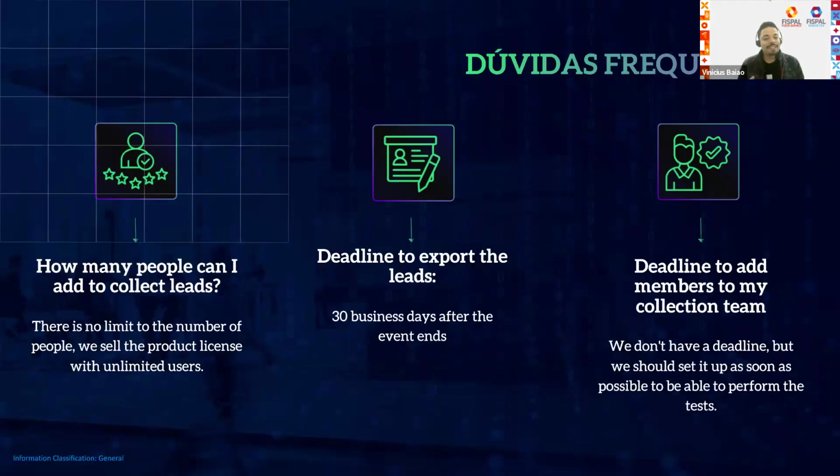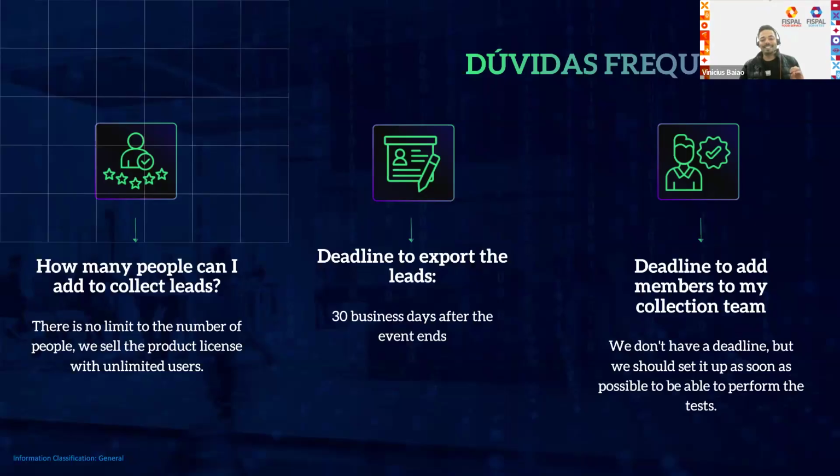But I always tell everyone that you should download it as fast as possible, because you don't want to give space for the lead to cool down. You have to download the leads right after the event ends, while the memory of the event is still fresh in the mind of that lead. Is there a deadline to add members to your collection team? You don't have a deadline for that. You can also add members during the event if you have a change on the team that is going to be using the app.